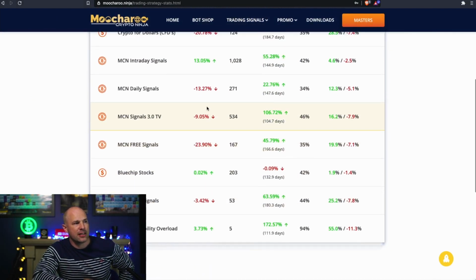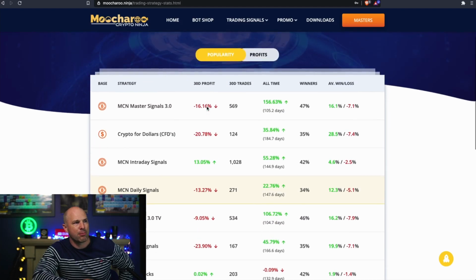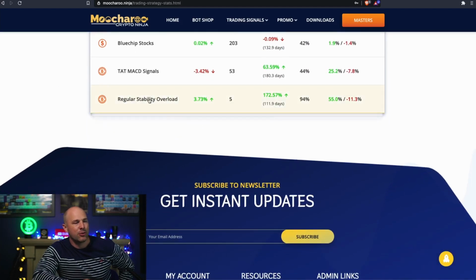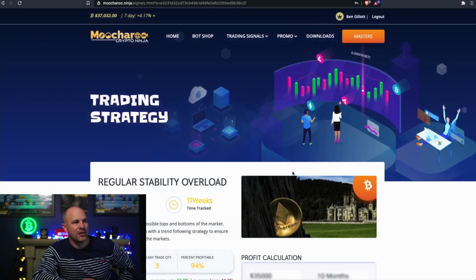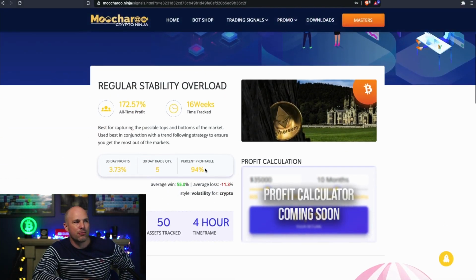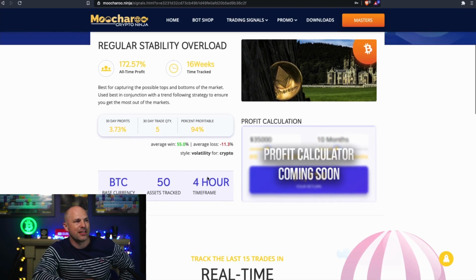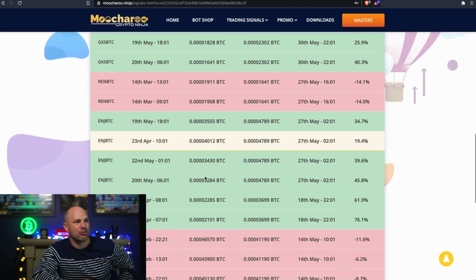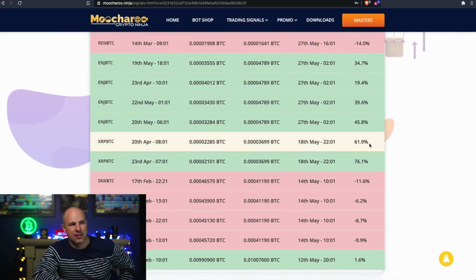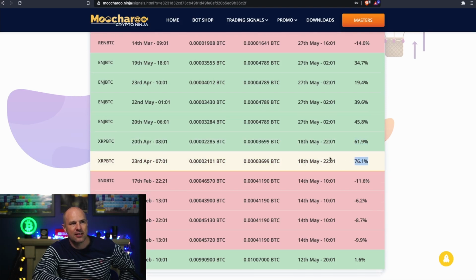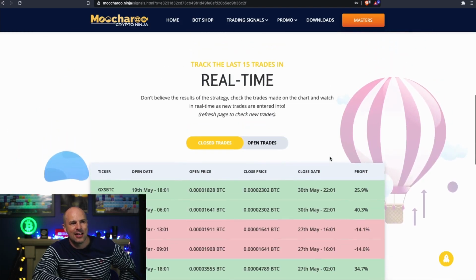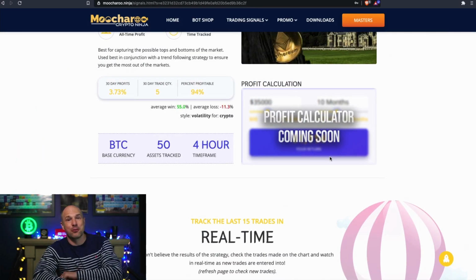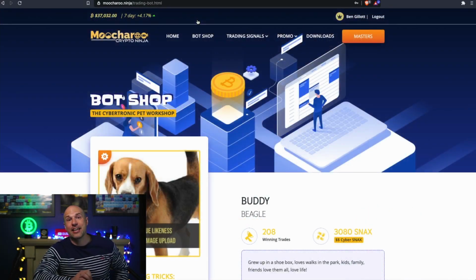You can see a lot of these now currently in the red because we did take a bit of a knock recently. This one here, regular stability overload. This is something which is remarkably good. Look at that, 94% profitable. Been running now for a good few months and just crazy profits. Some of these trades coming in like 60, 76% gains. It is an extremely profitable trading strategy, and it can all be automated now using the bot shop.